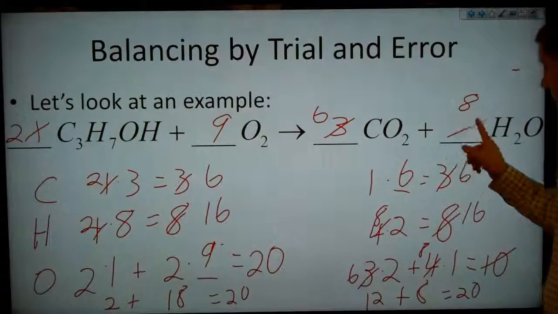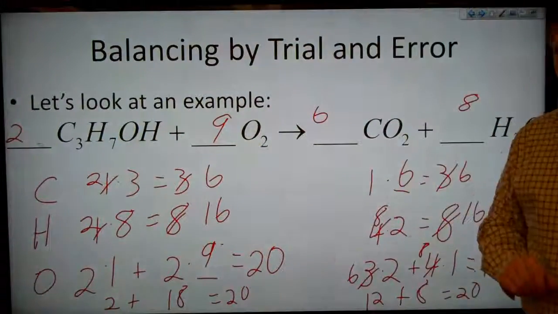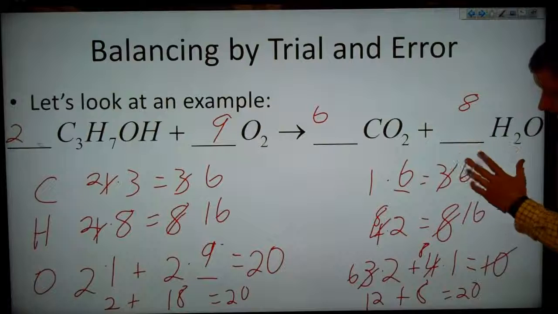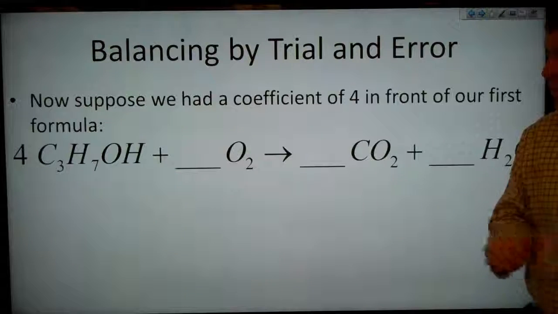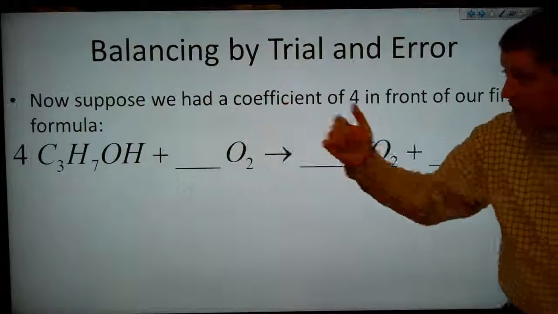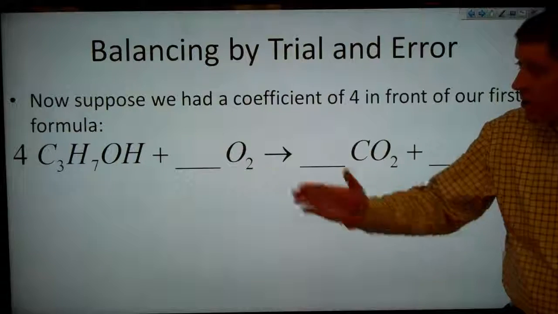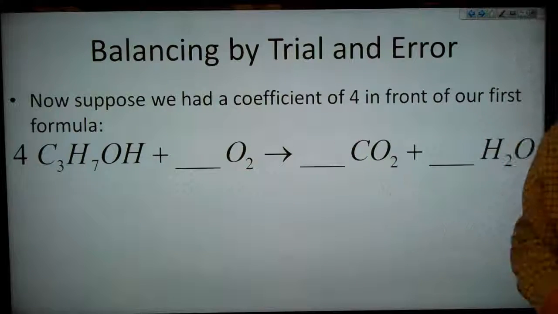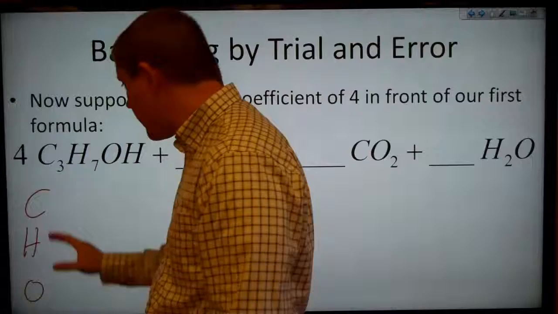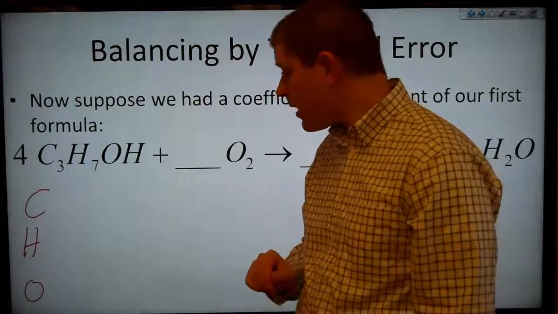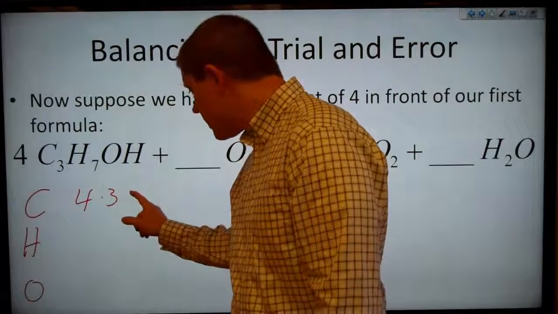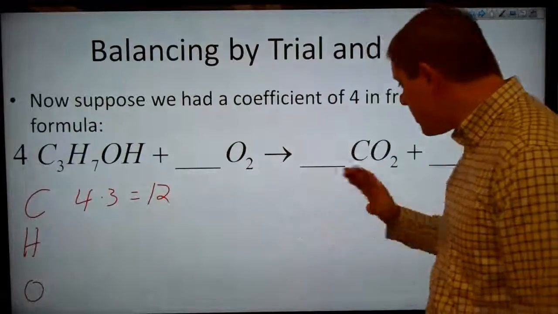And let's clean this up a little bit. So we have 2 propanol molecules plus 9 oxygen molecules react to give us 6 carbon dioxide molecules and 8 water molecules. Now, suppose that we had a coefficient of 4 in front of our first formula, so in front of our propanol there. So if we have a 4, now we can go ahead and do the same steps. So we have for carbon and hydrogen and oxygen, we can figure out how many atoms we have of each one on each side. So carbon, now we have 4 times 3, which gives us 12 on the left. We now need 12 on the right.